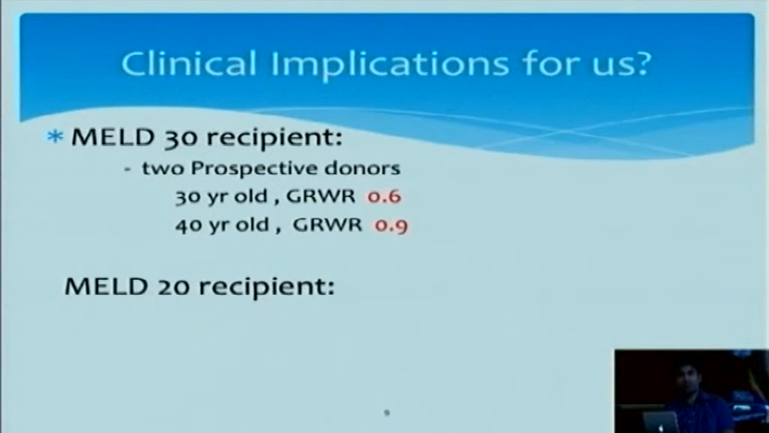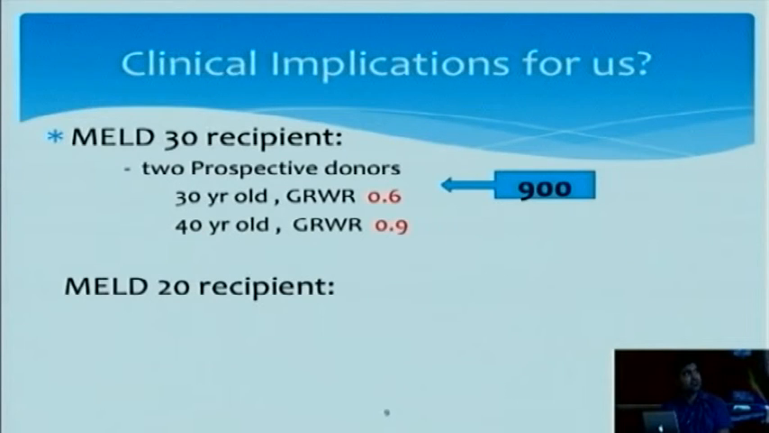Clinical implications as for us. Suppose we have a MELD 30 recipient and he has two donors. One son is 30 years old and the other son is 40 years old. The 30-year-old has a lower graft to recipient weight ratio, 0.6. The 40-year-old has a better graft to recipient weight ratio, 0.9. We are in a dilemma about which one to choose. Most probably we would usually go for the one with the better graft to recipient weight ratio, 0.9. So that would mean the 40-year-old. We would ignore this 30-year-old with a lower graft to recipient weight ratio.